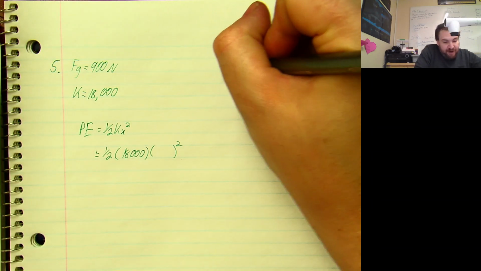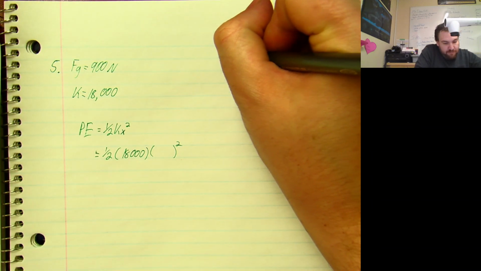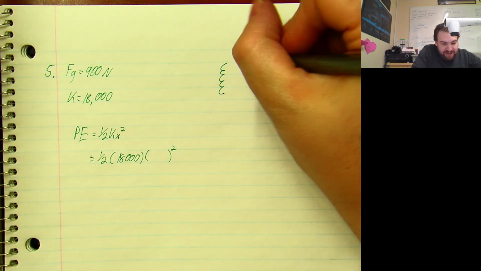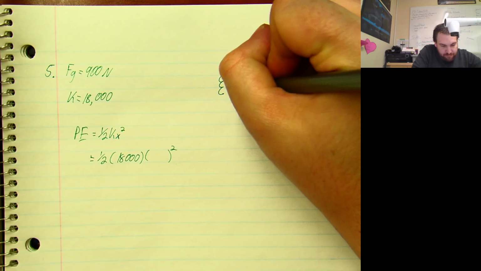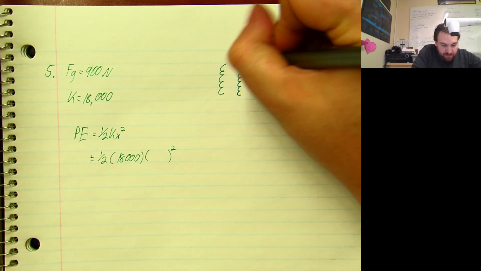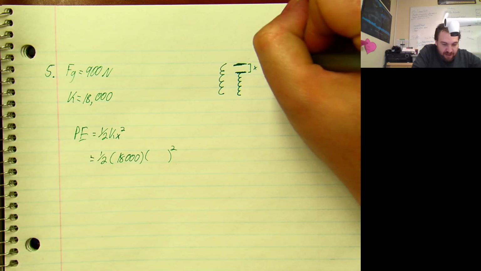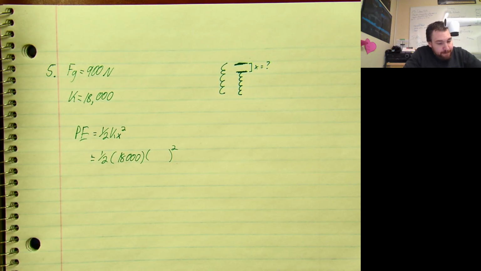So we've got a spring. Let's just assume it's one big spring, and we're compressing it by some amount. And this is what we're going to call x. We don't know what that is. But there are two forces here.